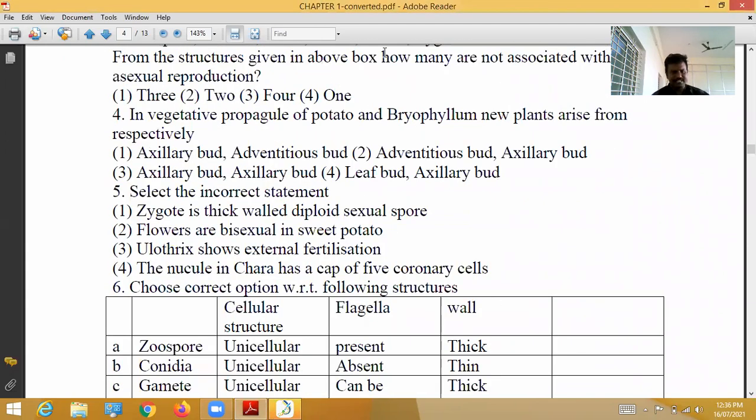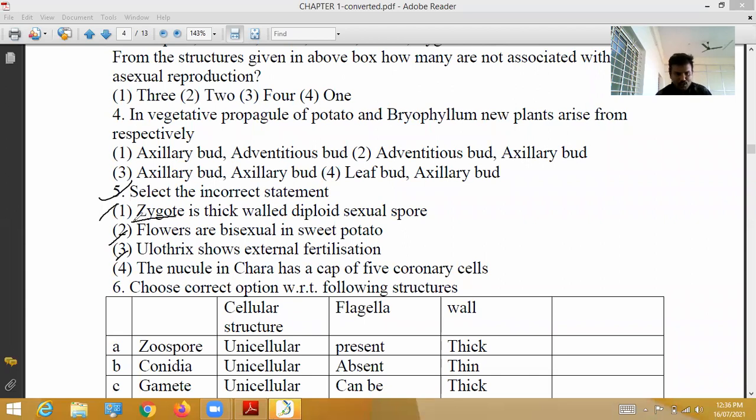Fifth question. Let me know the fifth question answer. If you read the first chapter from the textbook, then you may get it. Select the incorrect statement. Here 4 options are given. In these 4 options, which one is the incorrect option?